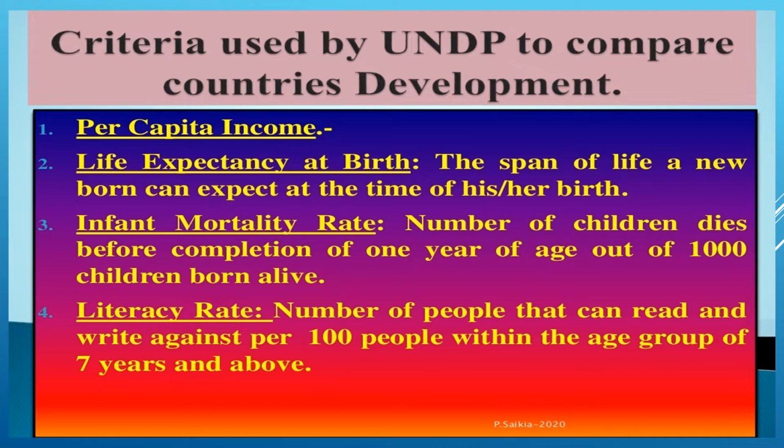Most of these definitions like life expectancy, infant mortality, they're given in your textbook, in those tables. Infant mortality, the number of children dying before the completion of 1 year of age out of 1,000 live births in a particular year is called infant mortality rate. Don't forget to mention in a particular year.